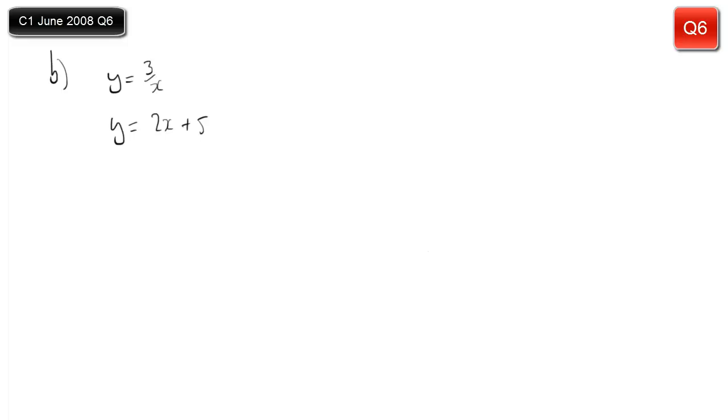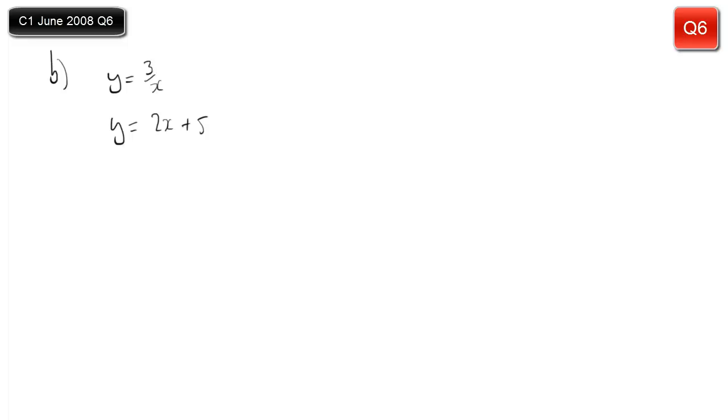So for part B, we want to find the points of intersection of these two lines, and whenever you want the points of intersection of two lines, you do it by solving them simultaneously. And we can see from the graph that we're going to get 2 solutions, one in the top right quadrant, the other in the bottom left quadrant. You can go back and look at that. So we know what to expect.